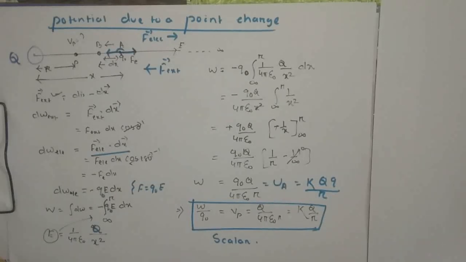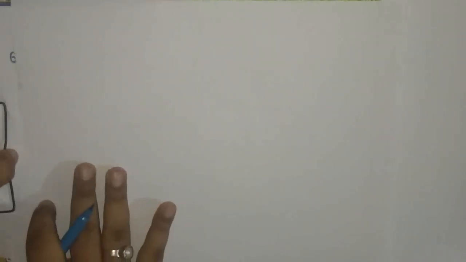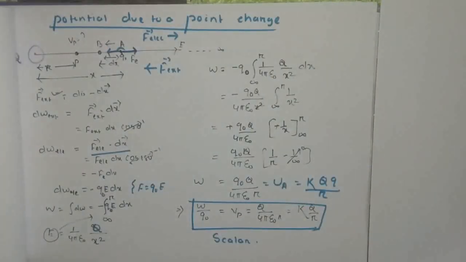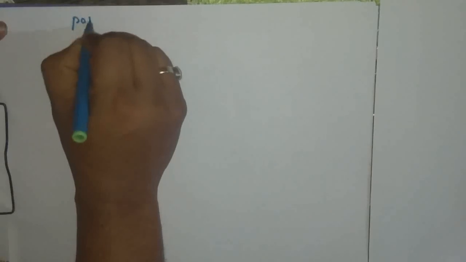Now I want to know the potential due to a dipole. And from here another formula we can also derive, the line integral of electric field and potential relations. Some other time I will tell. Let us go for potential due to a dipole. Easy one.